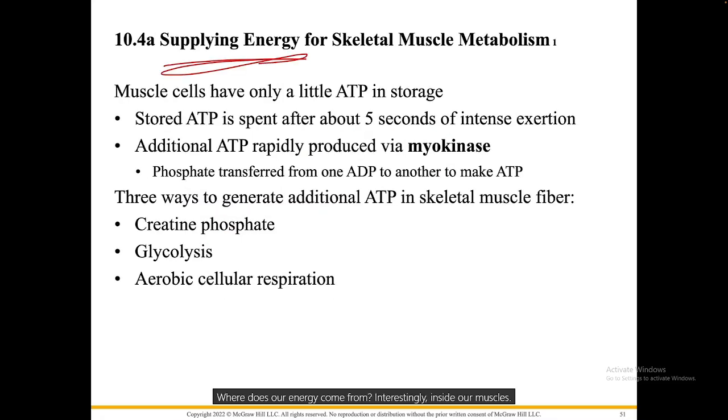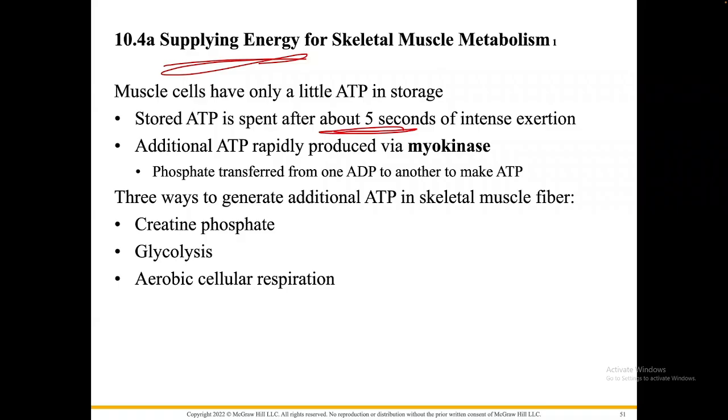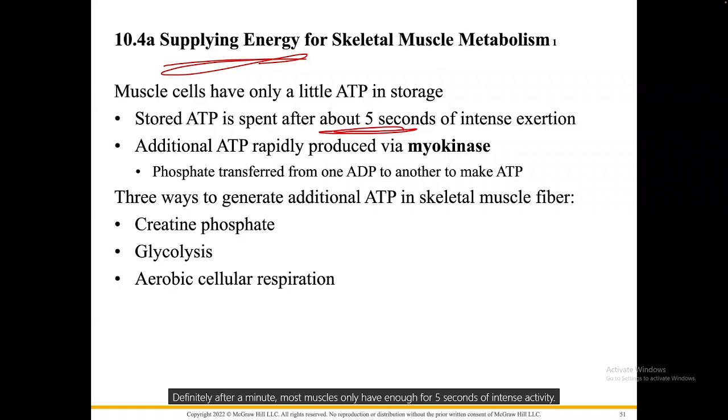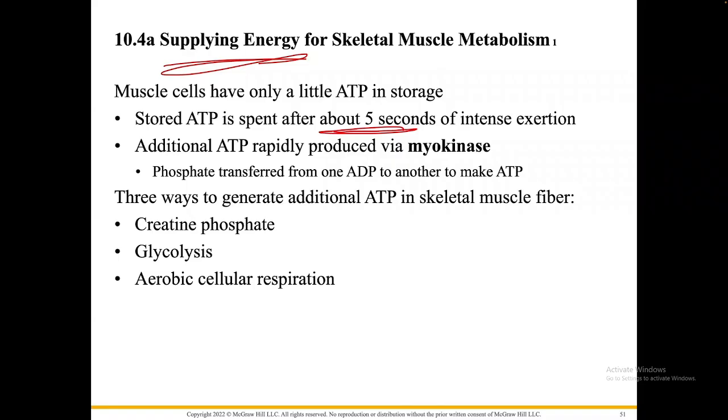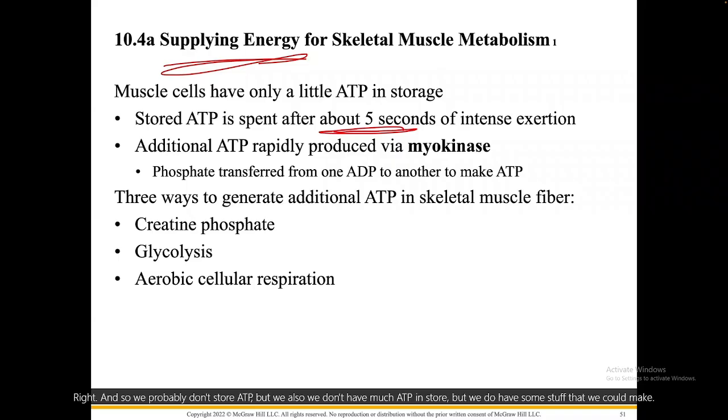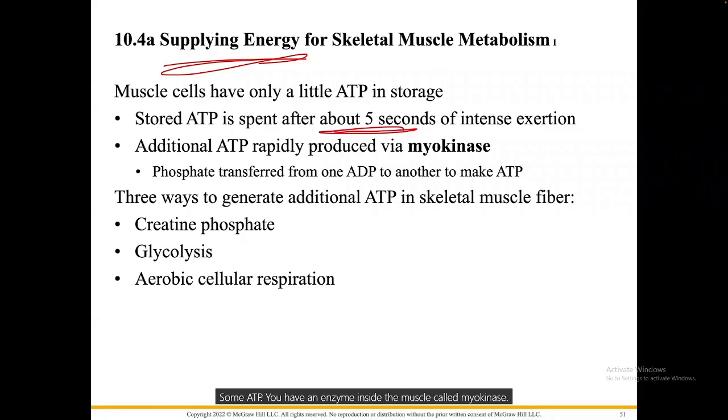Where does our energy come from? Interestingly, inside our muscles, we only have about 5 seconds worth of ATP. If you quit making ATP, you would be paralyzed in most of your voluntary muscles, definitely after a minute. Most muscles only have enough for 5 seconds of intense activity. Think about ATP. It's explosive, right? So we don't have much ATP in store, but we do have some stuff that we can make some ATP from.